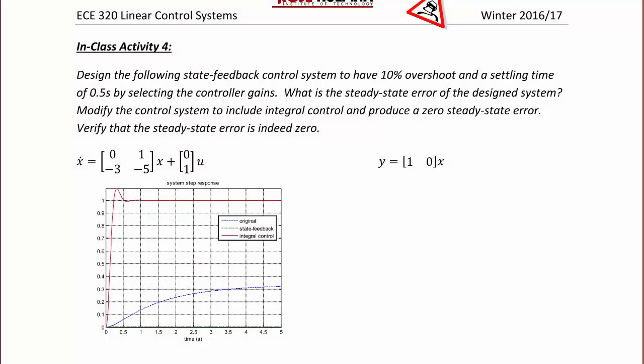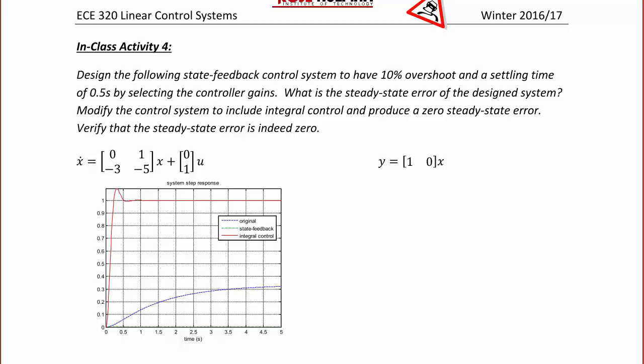In-class activity 4. Design the following state feedback control system to have 10% overshoot and a settling time of 0.5 seconds by selecting the controller gains. What is the steady state error of the designed system? Modify the control system to include integral control and produce a zero steady state error. Verify that the steady state error is indeed zero. So I want to show you the results first and then talk about how to do the design.